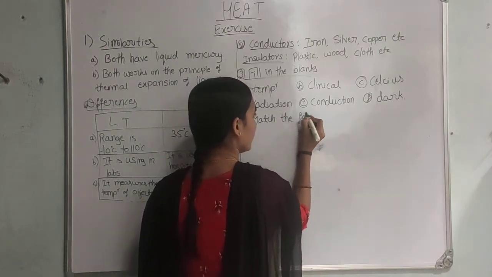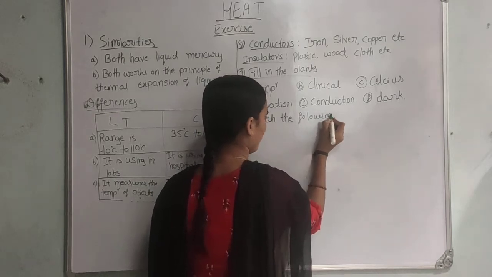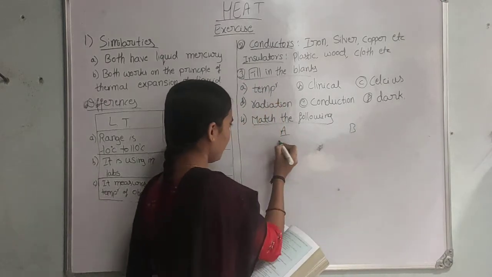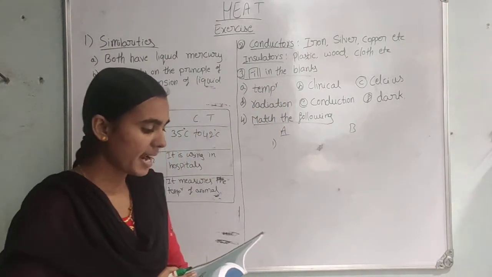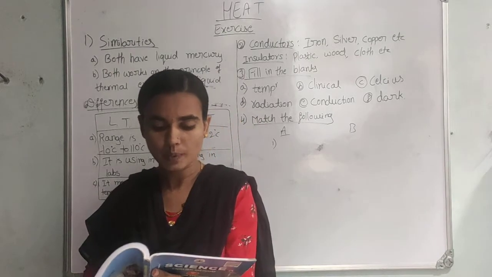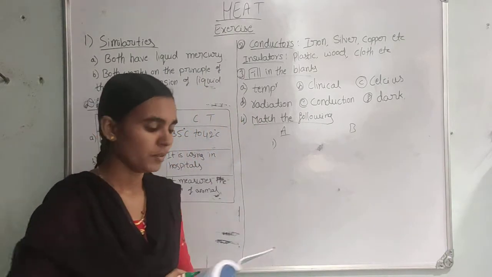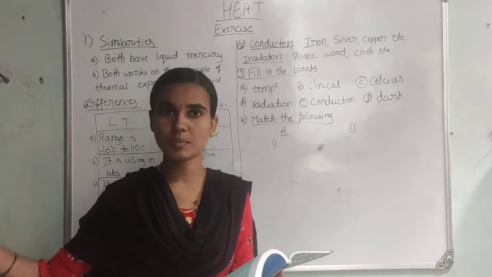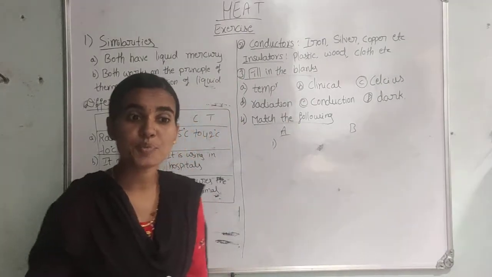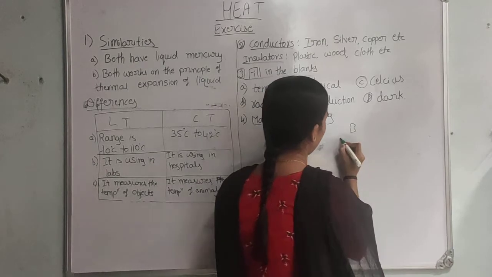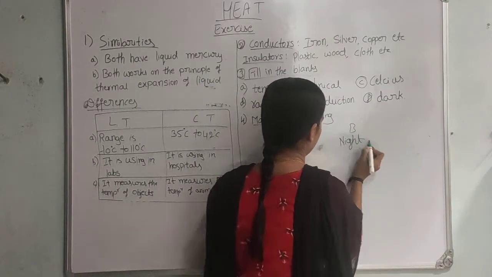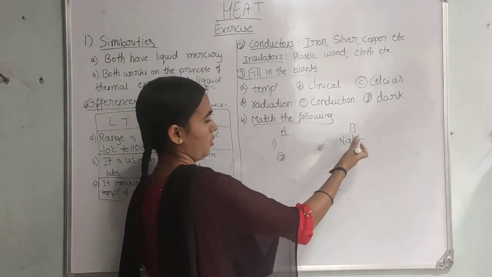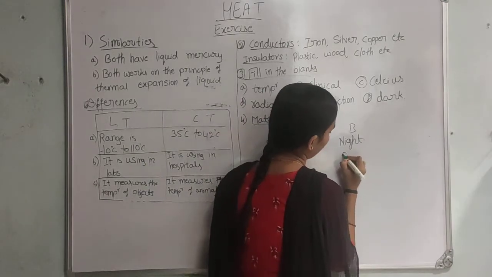Match the following. Simply, I will write the answers directly by reading the questions. So here, I will write A and B for the first question. What is the first question? Land breeze blowing during summer, winter, day and night. So here the land breeze is nothing but the flow of air from land to sea, that we call a land breeze, that takes place in the night time. Yes, night. So second question, sea breeze blows during. So land breeze at night time means sea breeze must be in the daytime.